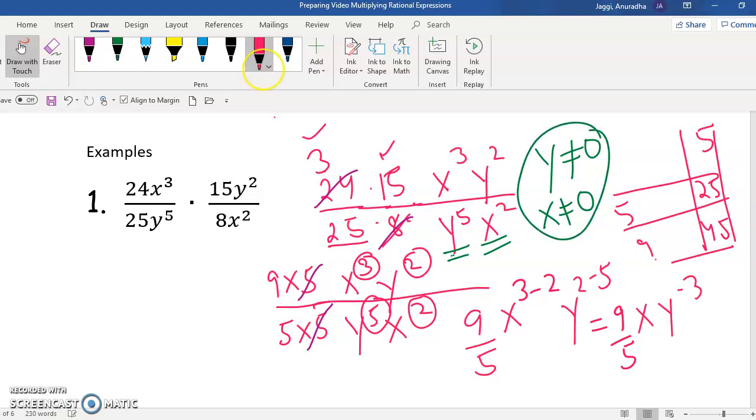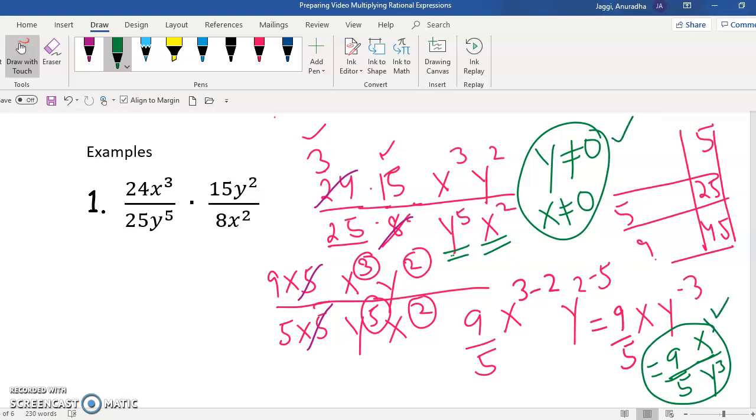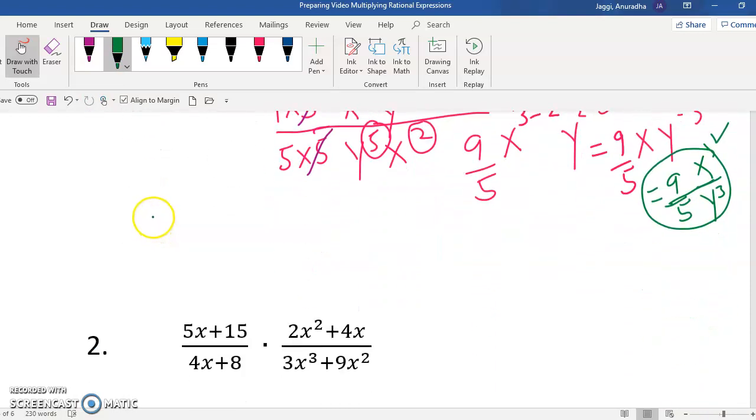So coming back, I have y to the power, and I cannot have a negative exponent, so I'm going to simplify it further and write my final answer as 9 divided by 5, x in the numerator divided by y cubed, and I can just combine this whole thing. And this is my final answer along with the restrictions. Okay. Moving on to the next question.